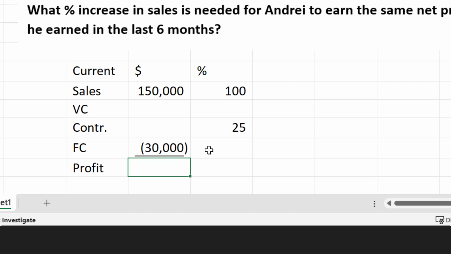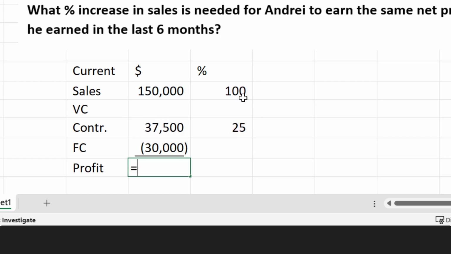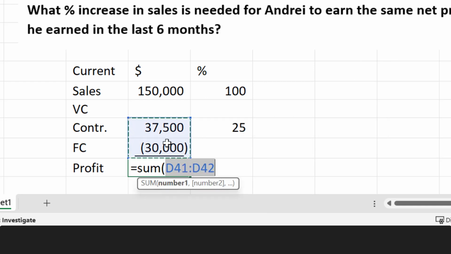So we could get the profit now quite easily. So the contribution will be equal to 25% of sales, or it'll be equal to the sales multiplied by 25 over 100. Profit is then $7,500.